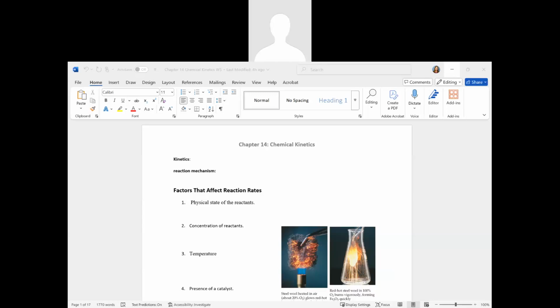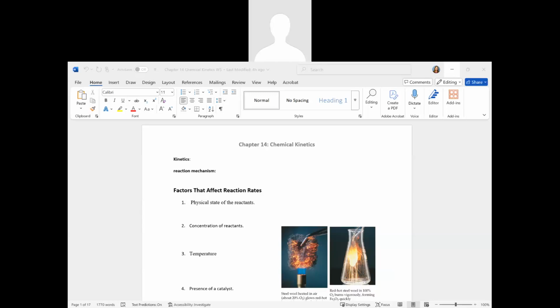So some factors that can affect reaction rates include the physical state of the reactants. So that could be whether they're a solid, liquid, or gas. In order for a reaction to occur, molecules must come in contact with one another. They must touch, they must make contact, and the more homogeneous a mixture of reactants is, so if we have all gases or all liquids, etc., the faster the molecules will react.